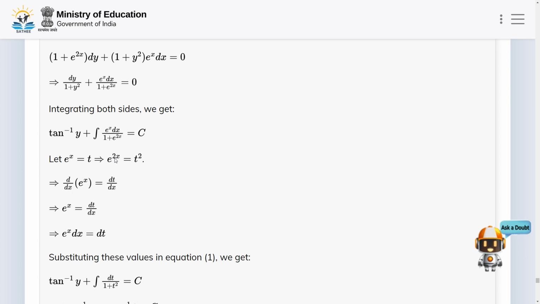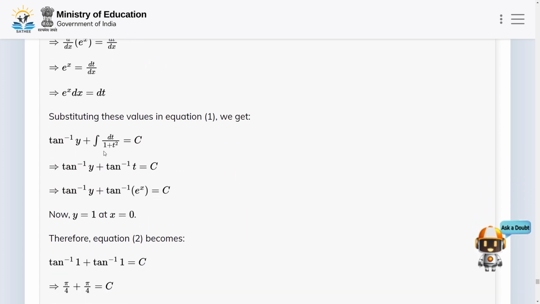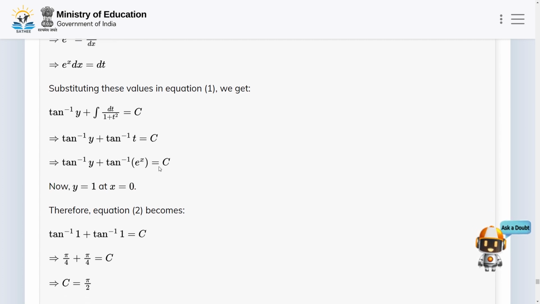Now e^x, replace it by t. You will have e power 2x is equal to t square. Differentiate this, you will have e^x dx is equal to dt. This means the numerator can be directly replaced. You will have this form, integration of dt divided by 1 plus t square, and this integration is tan inverse t. This means tan inverse y plus tan inverse t is equal to c. This means tan inverse y plus tan inverse e^x is equal to c.